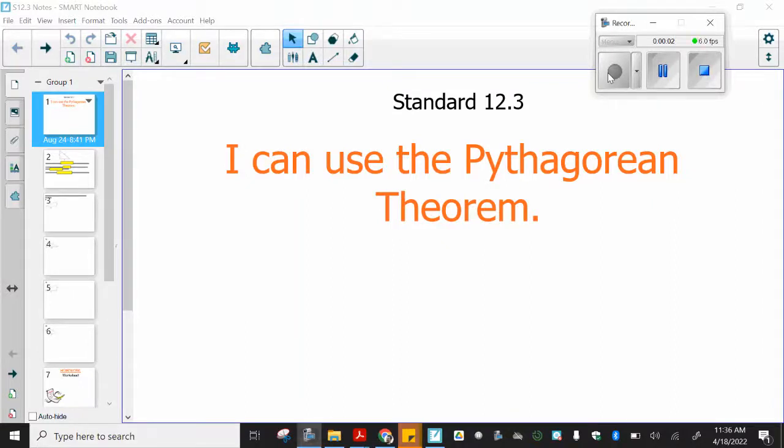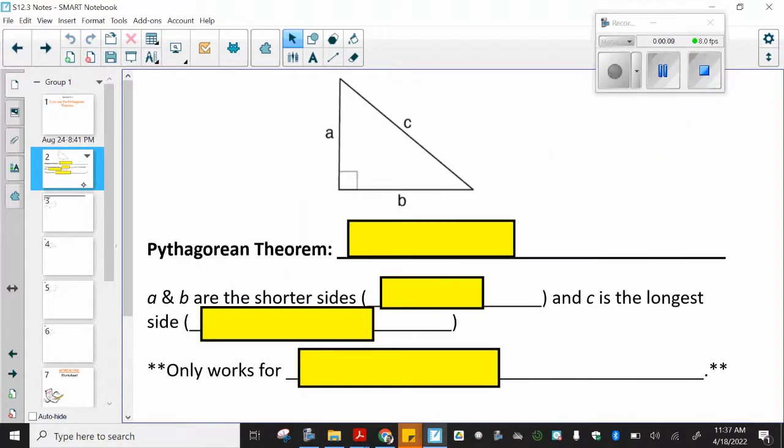Alright, standard 12.3, I can use the Pythagorean Theorem. So, first off, here's an example of the kind of triangle we're going to use. More on that later. Pythagorean Theorem: a squared plus b squared equals c squared. It's a real good idea to learn this real fast. You're going to need this for your standards or for your quiz.